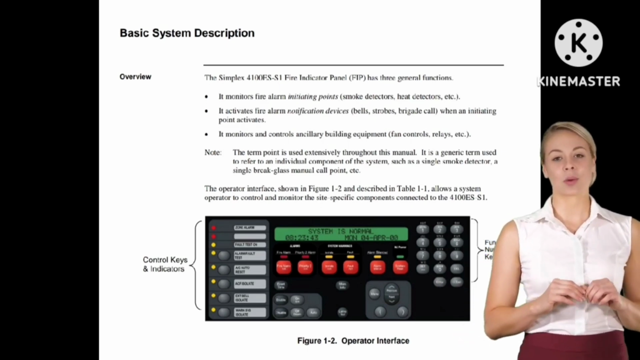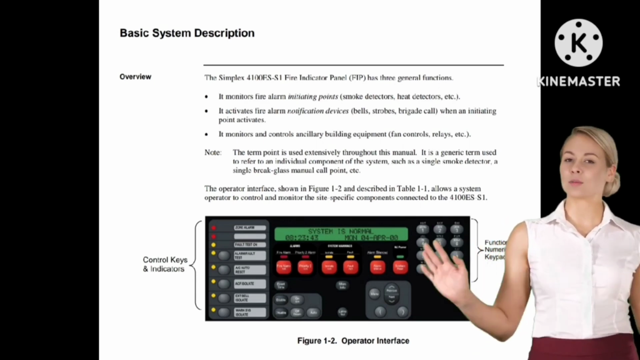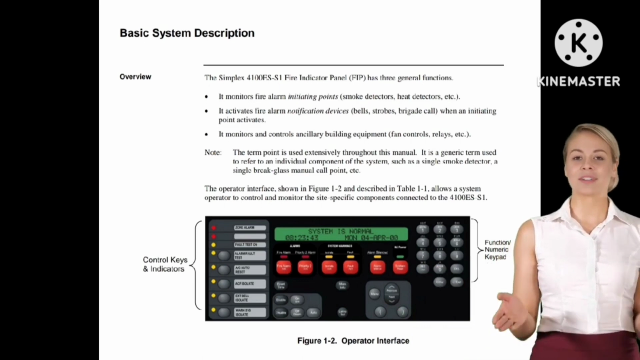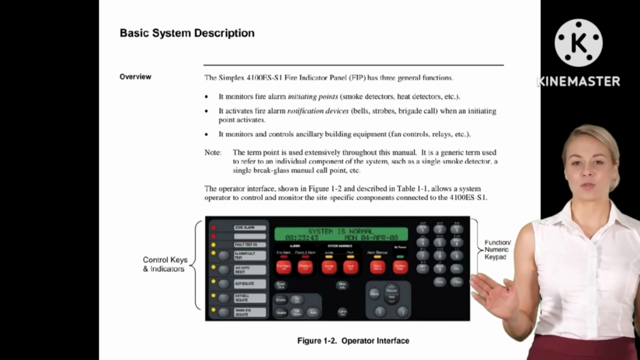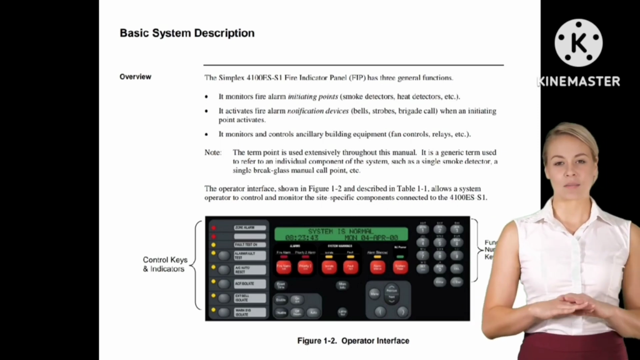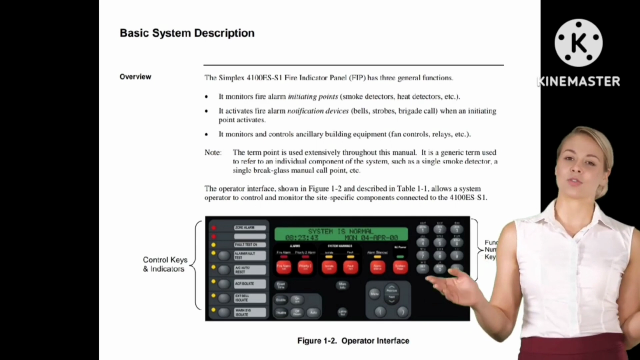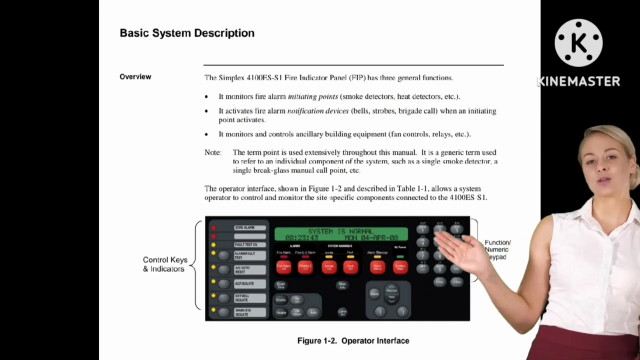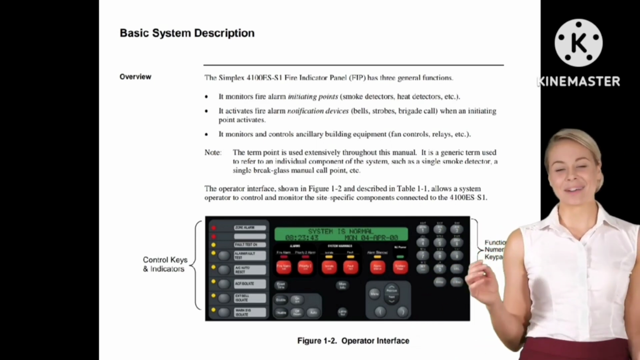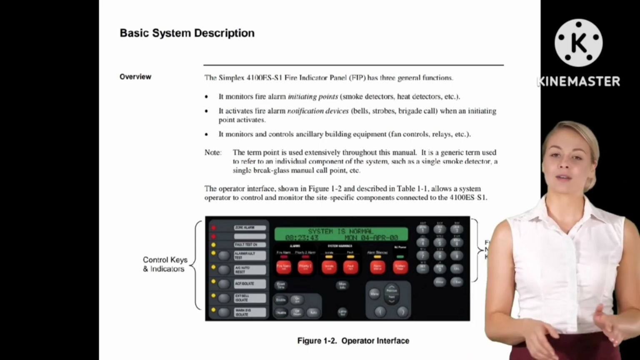Note, the term point is used extensively throughout this manual. It is a generic term used to refer to an individual component of the system, such as a single smoke detector, a single break glass manual call point, etc. The operator interface, shown in the figure and described in the table, allows a system operator to control and monitor the site-specific components connected to the 100S.